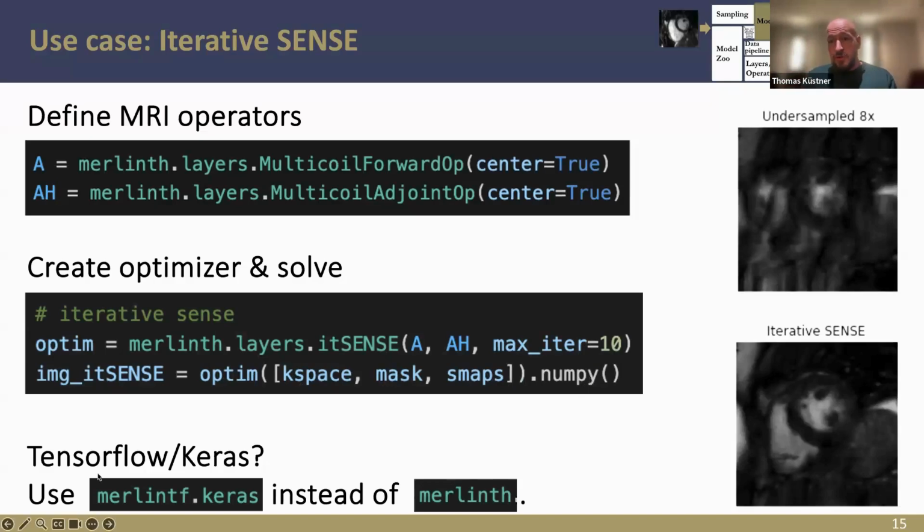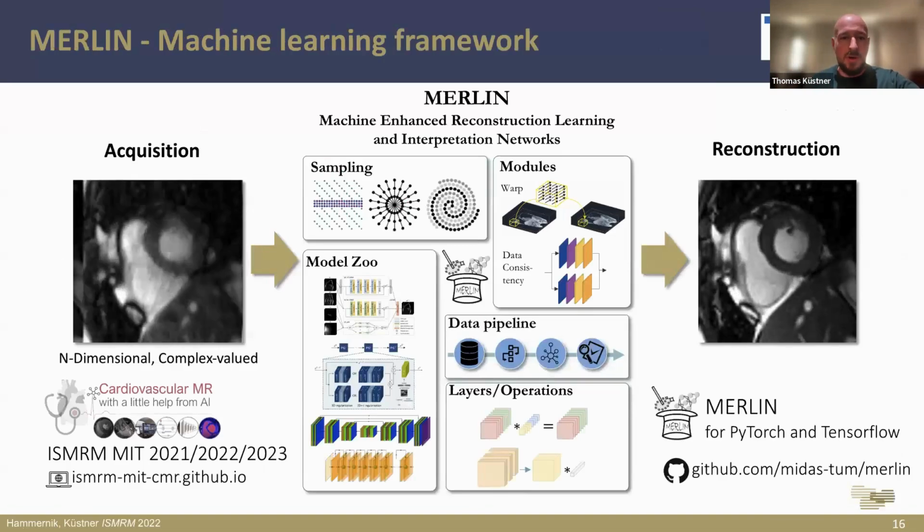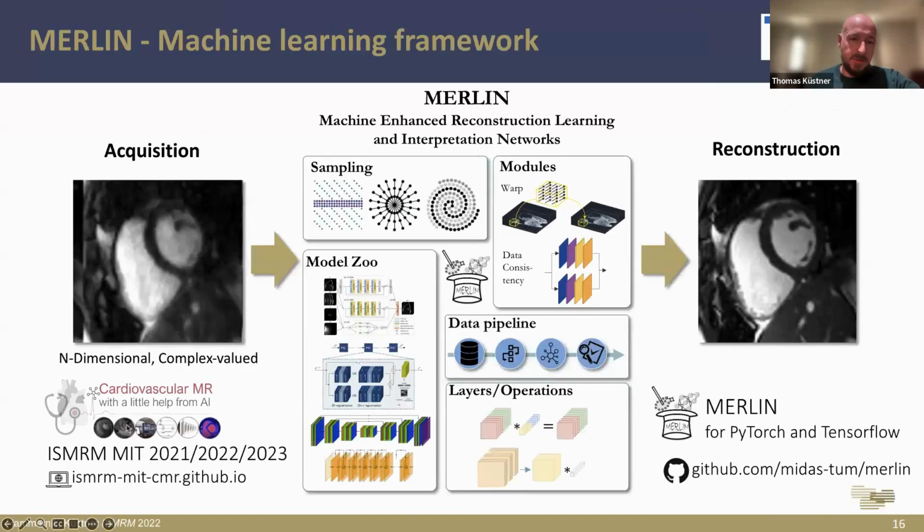You can also see that if you want to go to TensorFlow or Keras, you just replace the Merlin TH by Merlin TF.Keras. We have tried to stay as similar as possible to the respective TensorFlow and PyTorch implementations, so it is also easy for you to plug in the different structures of the layers. You will also see that later when we go over the layers and operations.